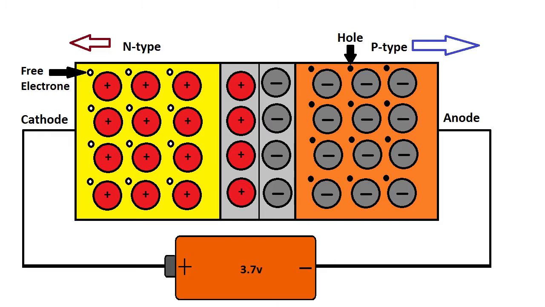There is a small voltage needed to cross the junction, which is called the forward voltage of the diode. Normal silicon diodes have 0.6 volts forward voltage and germanium ones have 0.3 volts.